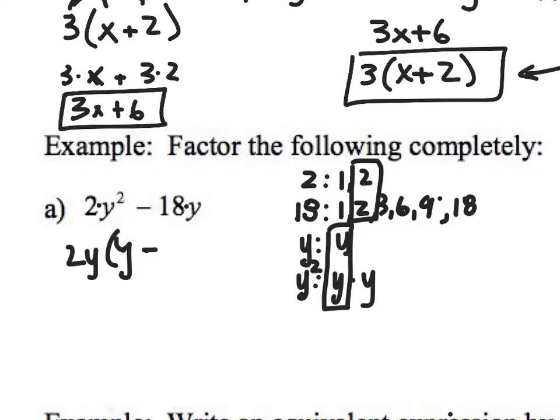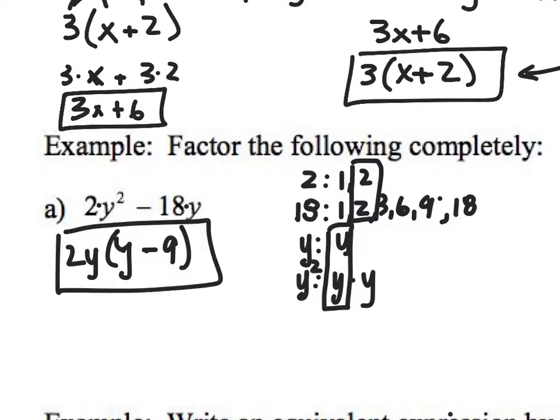And then minus 2 times what gave me 18, and that was 9, so minus 9. And then we factored out a y. And this is completely factored, okay? And so if you want to check, you can always go back through and redistribute.